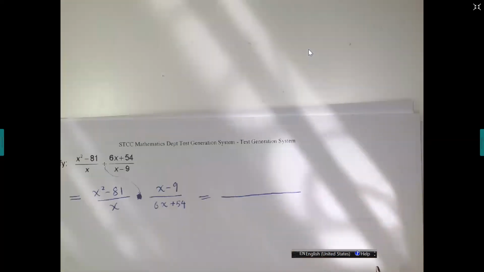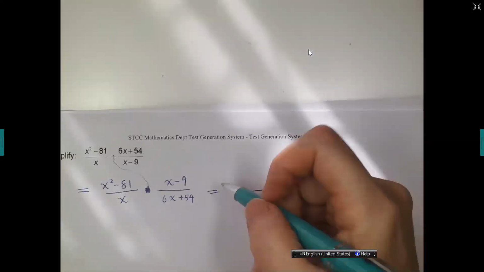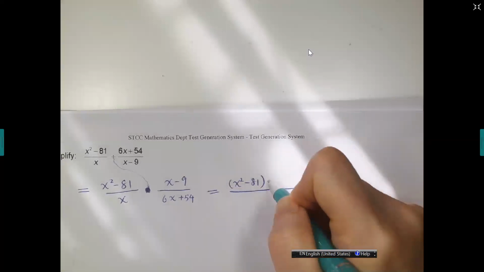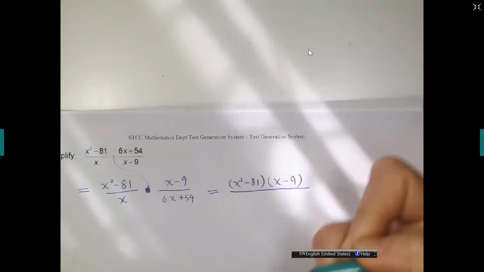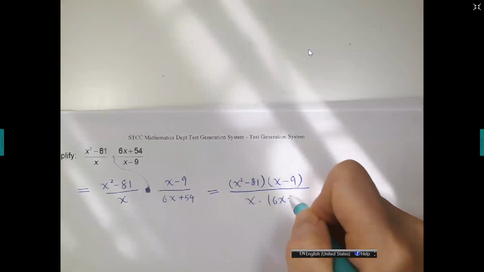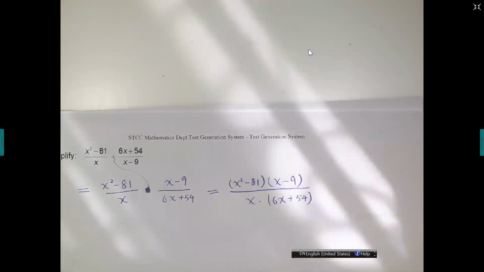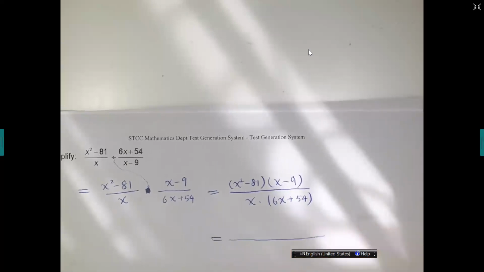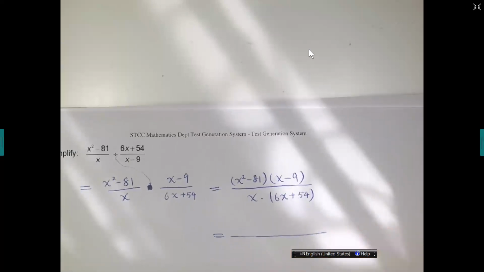Okay, so that should be, you can see here, x squared minus 81 times x minus 9, and x times parentheses 6x plus 54. This step, there is no technique. Just put the numerators together, put all the denominators together. Then factor. We'll factor each parenthesis if it is possible.